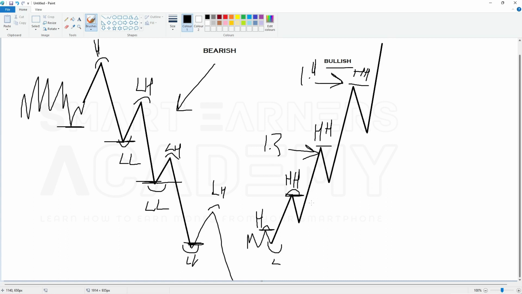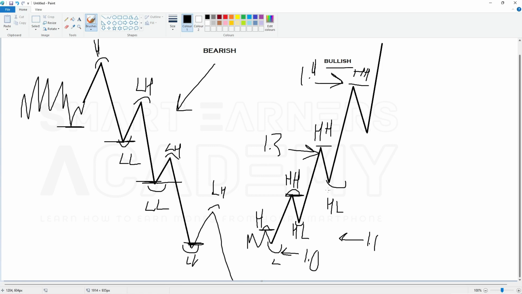Now let's look at higher lows. So at this point we're looking at a higher low. What exactly is this? This low over here is higher in price than that low over there. So this point could be 1.0, and then this could be 1.1, for example, right? And then this could be another higher low.